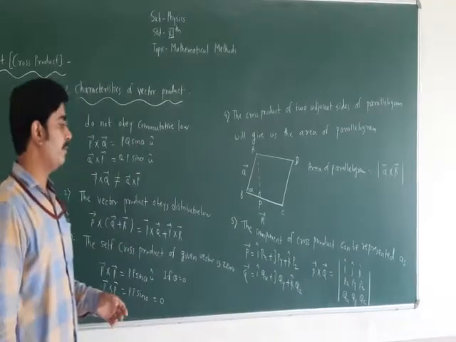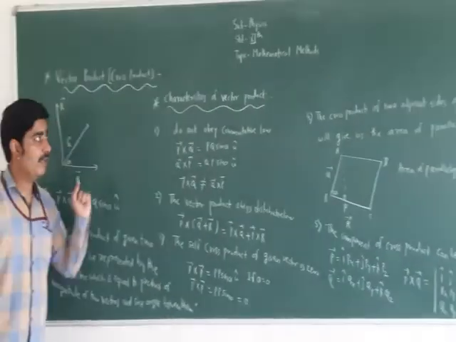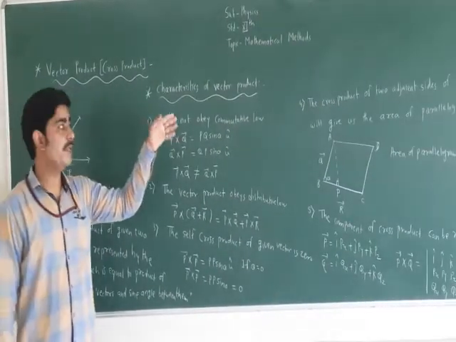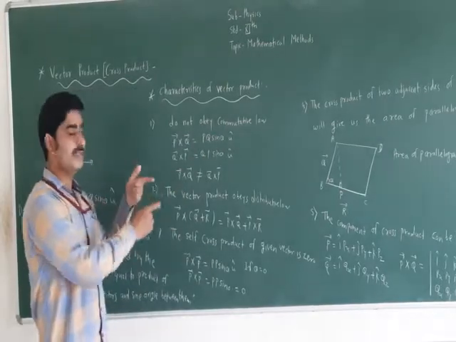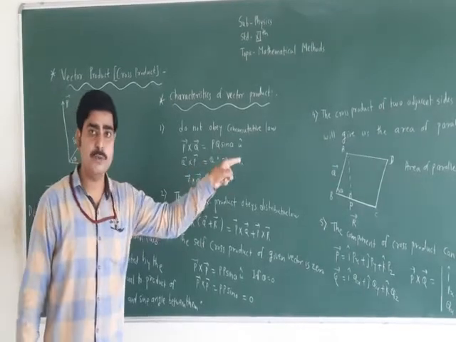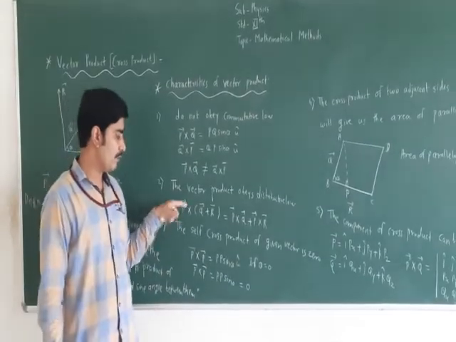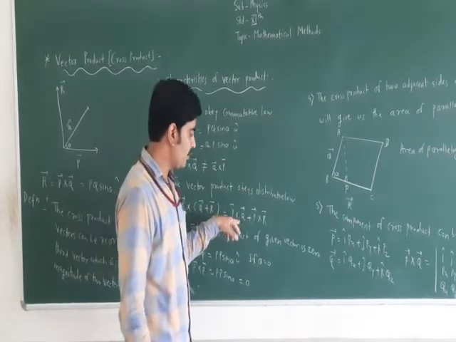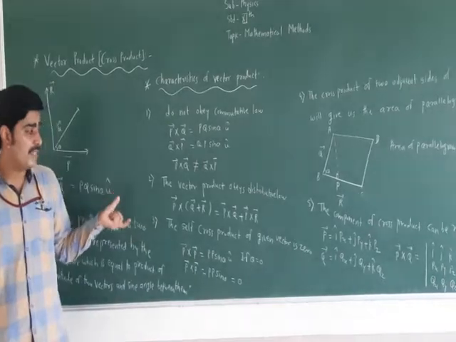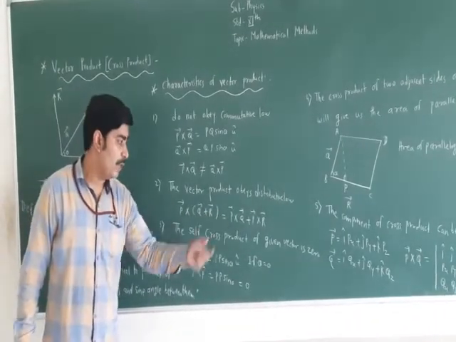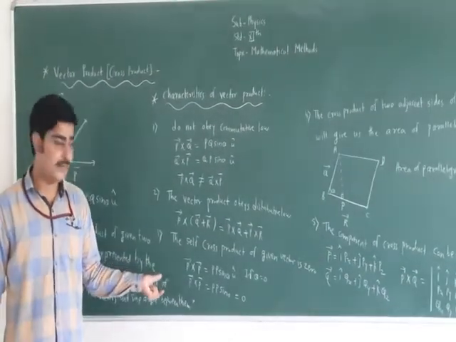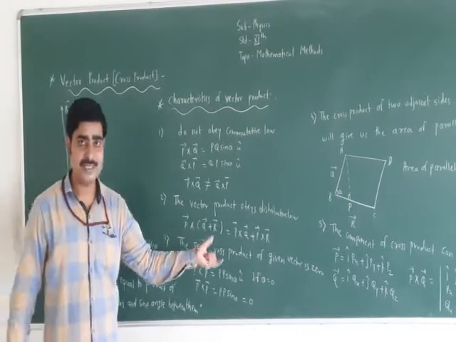Again, I am going to explain all these 5 characteristics once again. What is the first characteristic? The vector product does not obey the commutative law. It means if we reverse their order, we do not get the same answer. Second, the vector product obeys the distributive law: vector P cross (vector Q plus R) is equal to vector P cross vector Q plus vector P cross vector R. Third, the cross product of a vector with itself is 0. So if I take vector P cross vector P, then I get the answer 0.